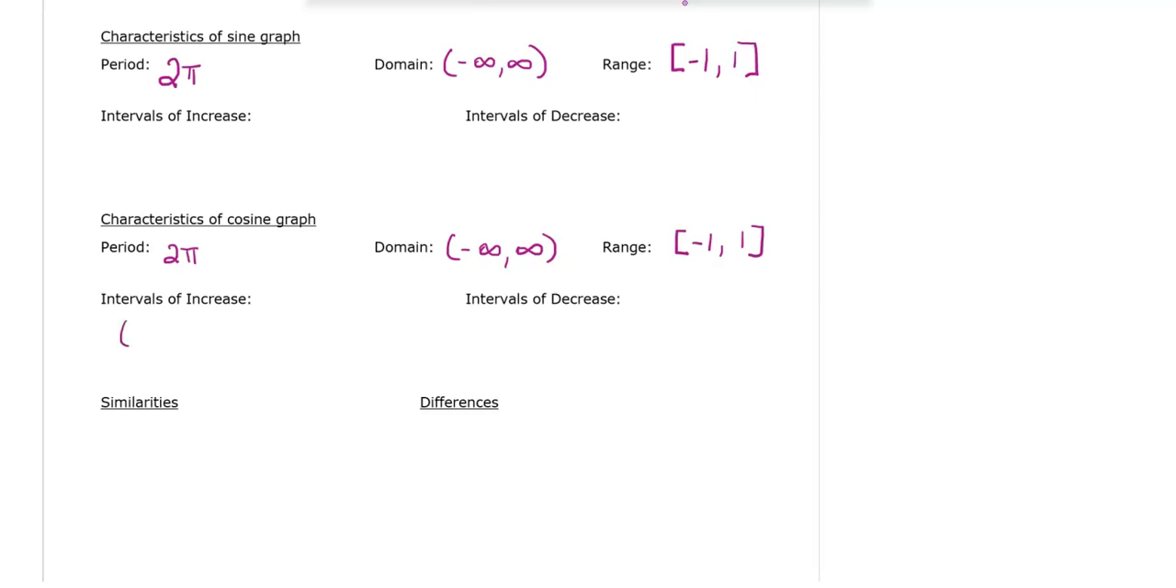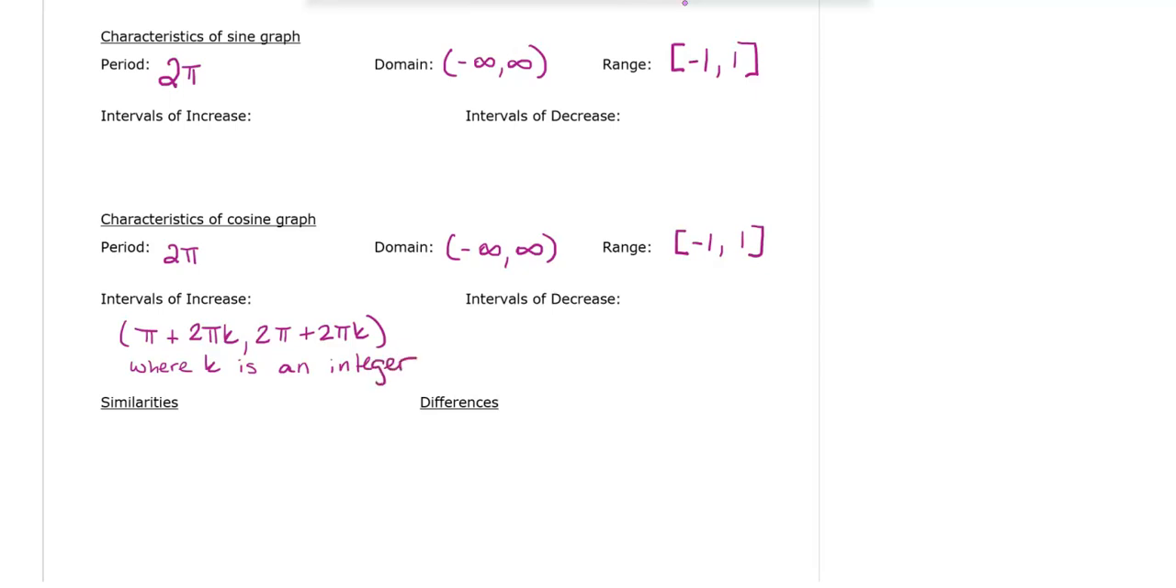I'm going to go from pi plus, and every 2 pi, it's going to repeat. So I'm going to do pi plus 2 pi k to 2 pi plus 2 pi k. And I'm going to say where k is an integer.